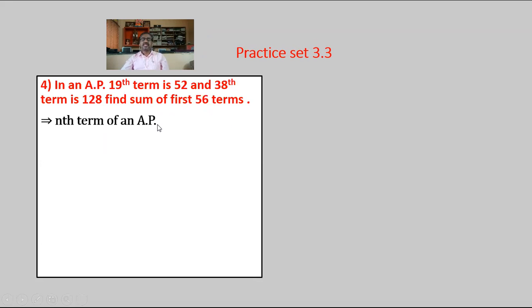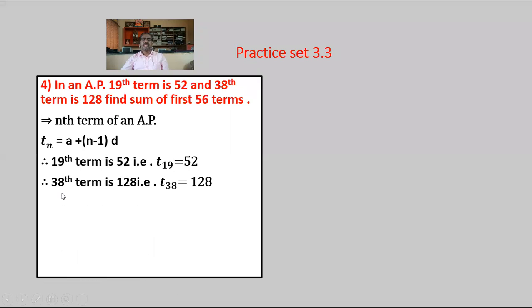The nth term of an arithmetic progression is Tn is equal to a plus n minus 1 multiply d. The 19th term is 52, therefore T19 is equal to 52. The 38th term is 128, that is T38 is equal to 128. By using this formula for the nth term, first we find a and d.